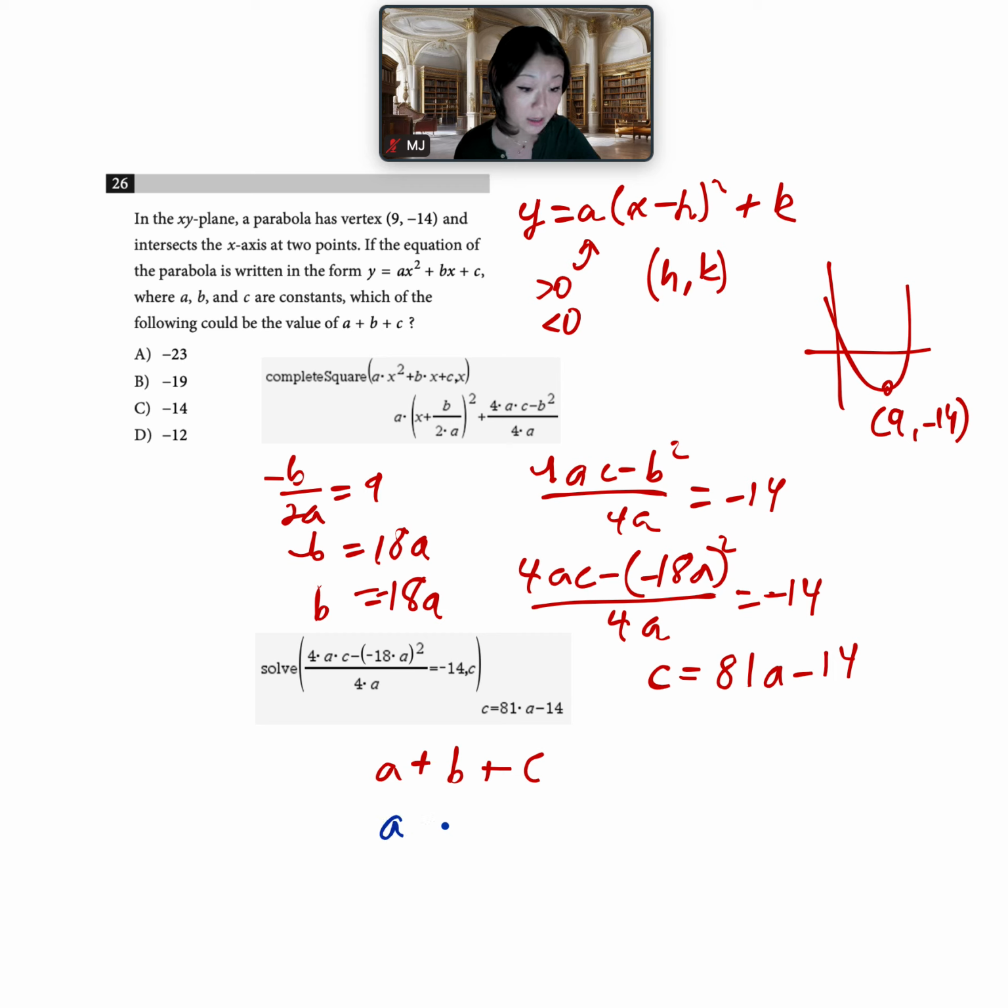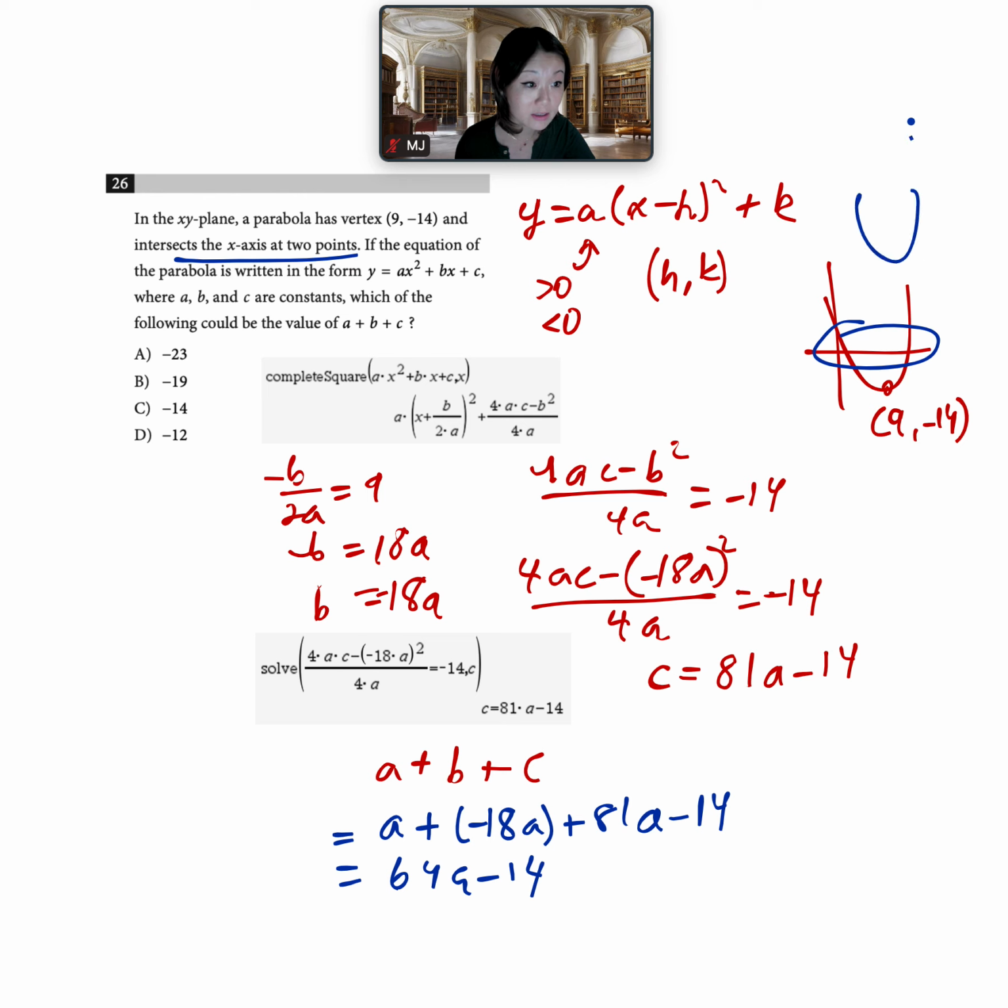So here I'm going to go a plus -18a plus my 81a minus 14, right? And what is this going to come out to? After some math, it comes out to 64a minus 14. Now this is where we look very carefully and remember that this parabola is hitting the x-axis at 2 points. That's why we know that it's facing this way instead of the other way, because if it were facing the other way, we would not have 2 x-intercepts. So what does that mean? That means we know that a has to be greater than 0.